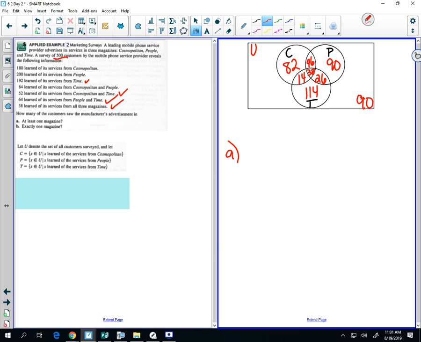Do you agree with that? And what would that really be? At least one magazine would be the same as saying the number in Cosmo union People union Time. At least one, right? One or more. And it's 500 minus 90. Like it's 410 people. And then what about part B?